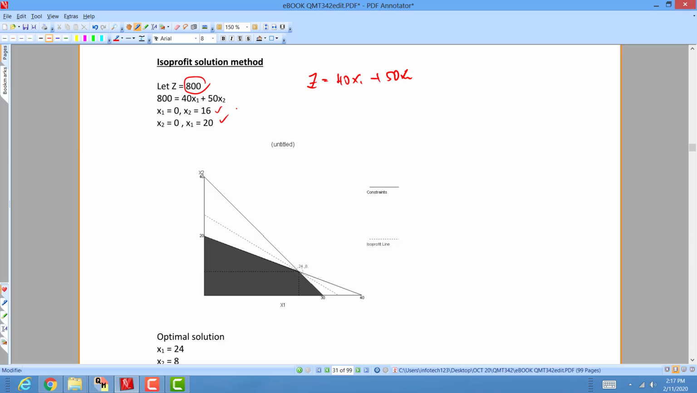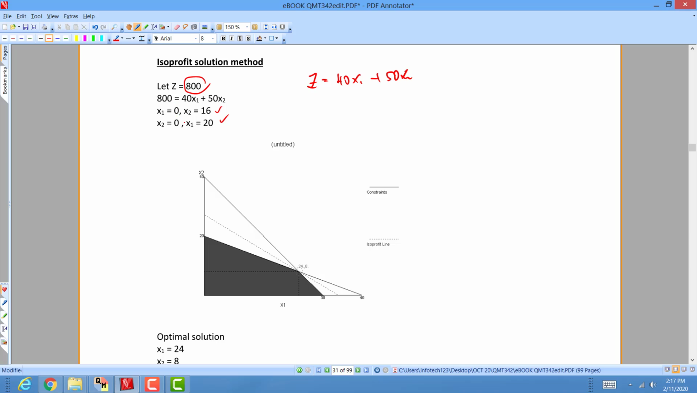Maybe you can use other value like 1000, or 0 tak boleh lah, kalau let's say sini 0, semua akan jadi 0. So you have to think one value that can be very nicely plotted here. Okay, so let's say 800 here.